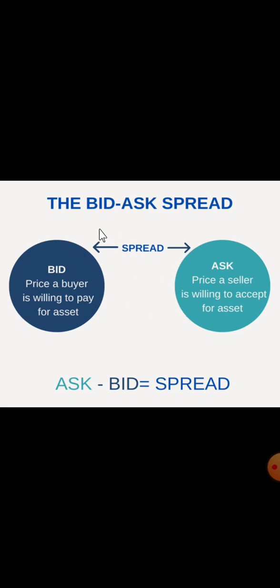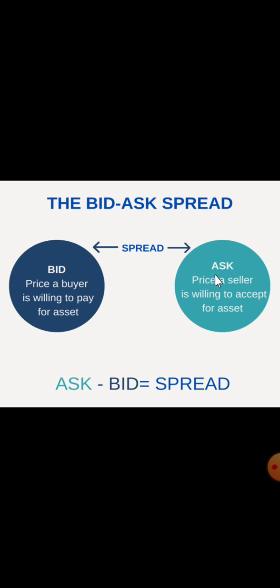So let's first of all look at the meaning of bid price. Bid price is the price a buyer is willing to pay for an asset. We'll come back to bid price.